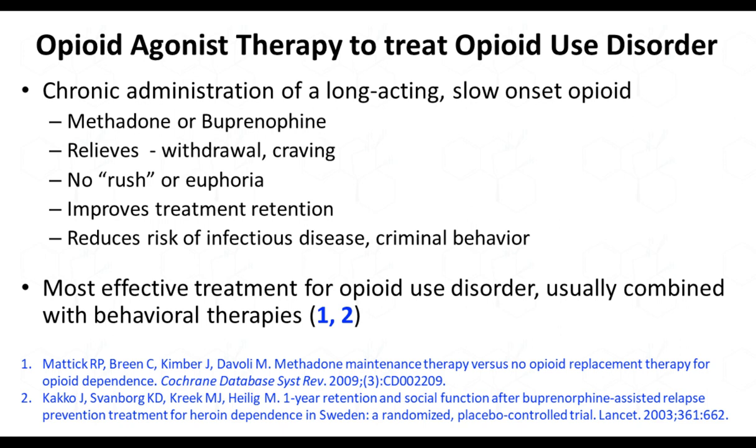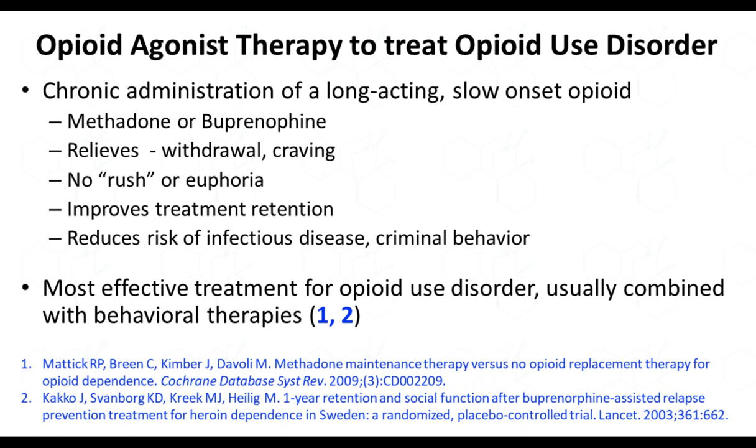And opioid agonist therapy is one of the most effective means for treating that. So what is opioid agonist therapy? It's chronic administration of a long-acting, slow-onset opioid. In the United States, that would be methadone or buprenorphine. And the reason that this therapy is effective is that it relieves the withdrawal and craving that people who are abusing short-acting opiates like heroin or oxycodone or fentanyl experience most of the time.